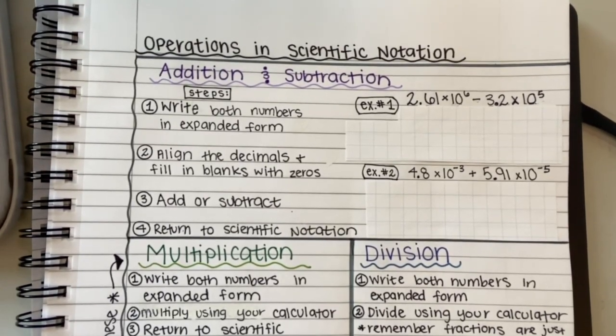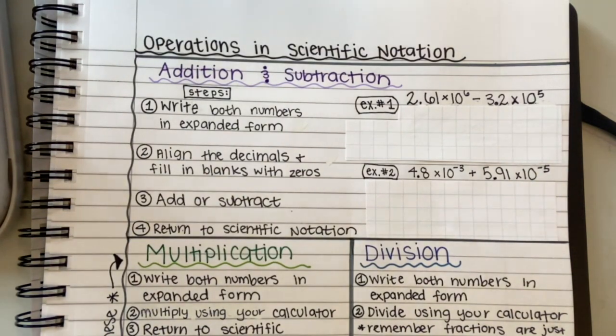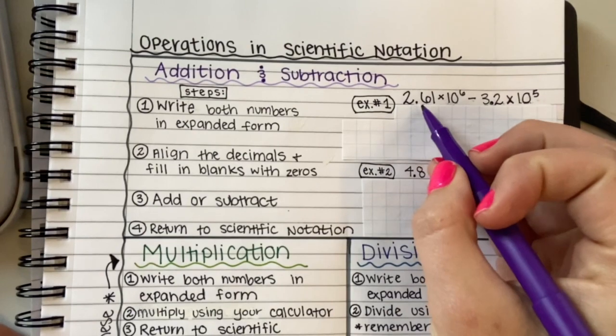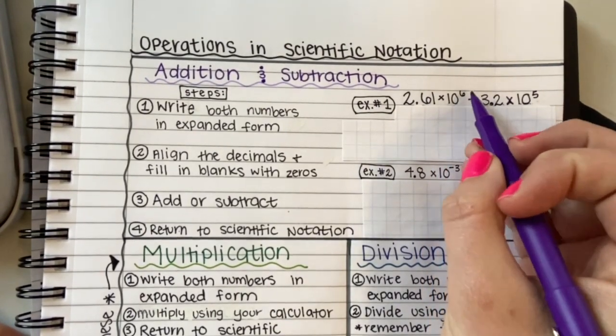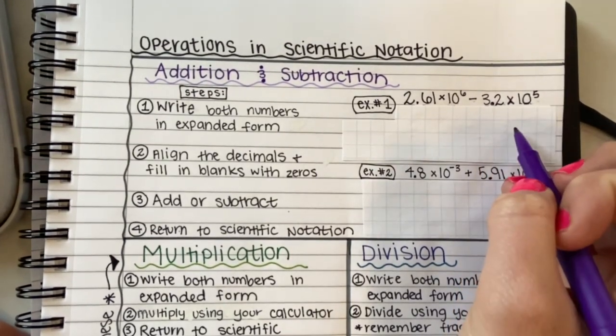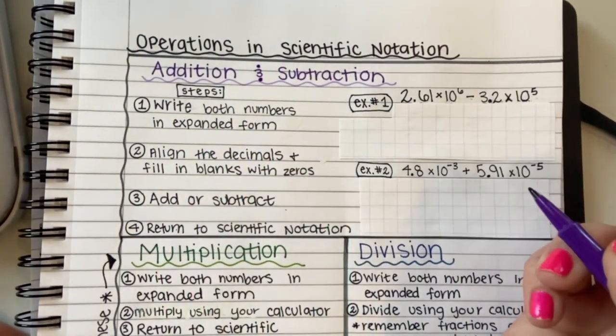The most important thing about doing addition and subtraction in scientific notation is that your decimal points, and therefore your actual place values, are lined up. So I'm going to go through these steps with our example problems. Our first example is 2.61 times 10 to the power of 6 minus 3.2 times 10 to the power of 5. I need to first write both numbers in expanded form.